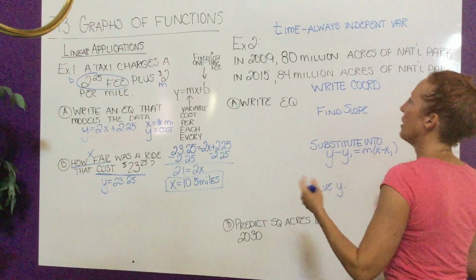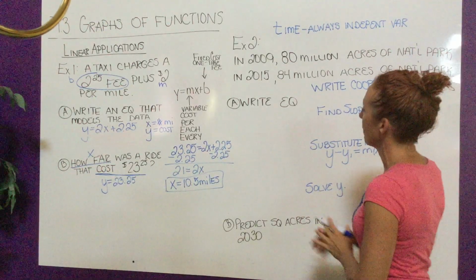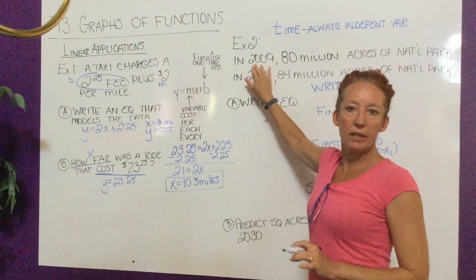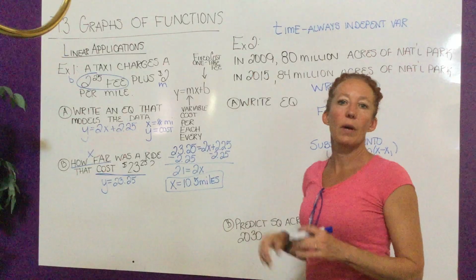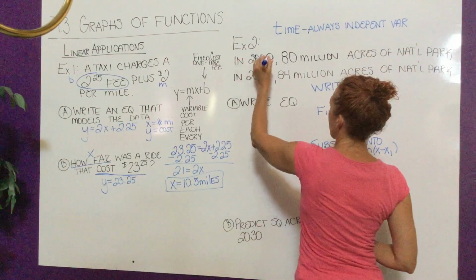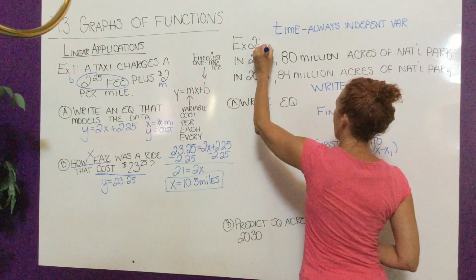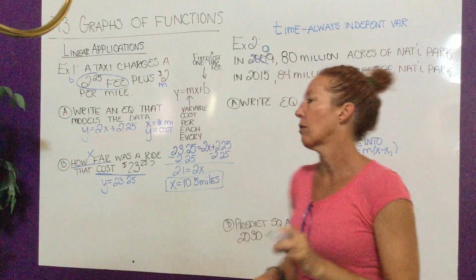All right, you can call it t for time, you can call it x and make it stand for time. It really doesn't matter. But the trick to these problems is this. The very first year, you have to zero out the year. So in 2009, we're going to change that and we're going to call that year 0. That is going to be the very first data point on our graph.